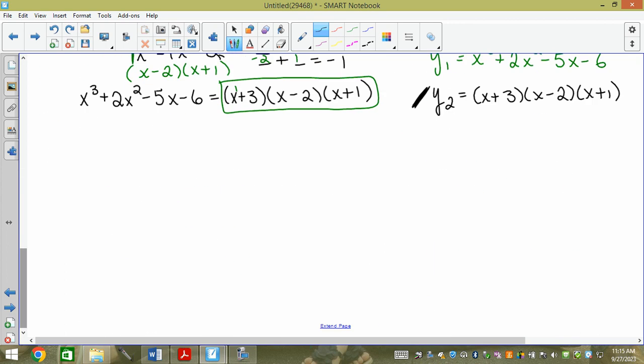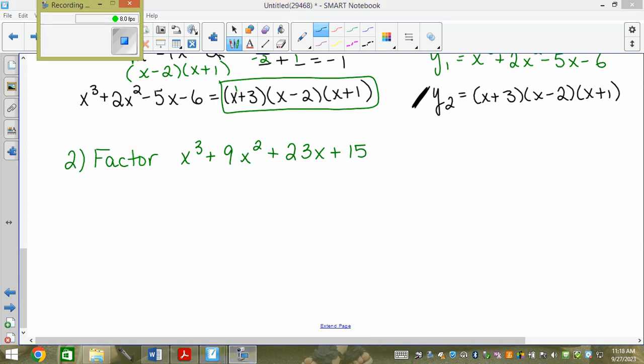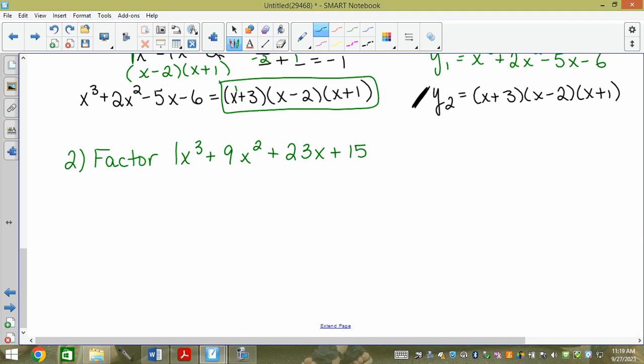Okay, number 2, I want you to try and factor this one. X cubed plus 9x squared plus 23x plus 15. Okay, so the first thing we have to do is check if we can count down. I'm going to go through it because some people are struggling, which is okay. I've taught one thing, so I can't expect that you would all know how to do it perfectly.